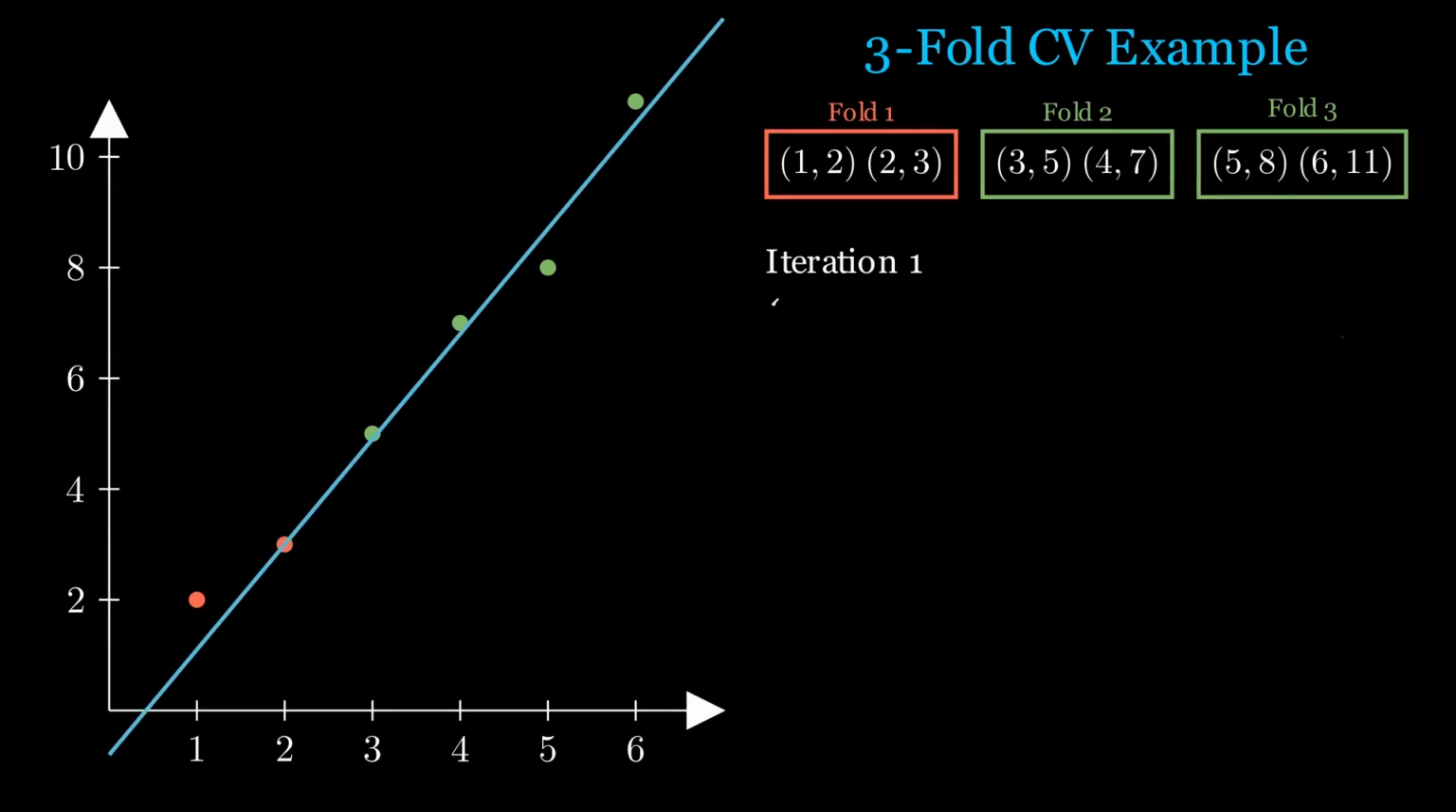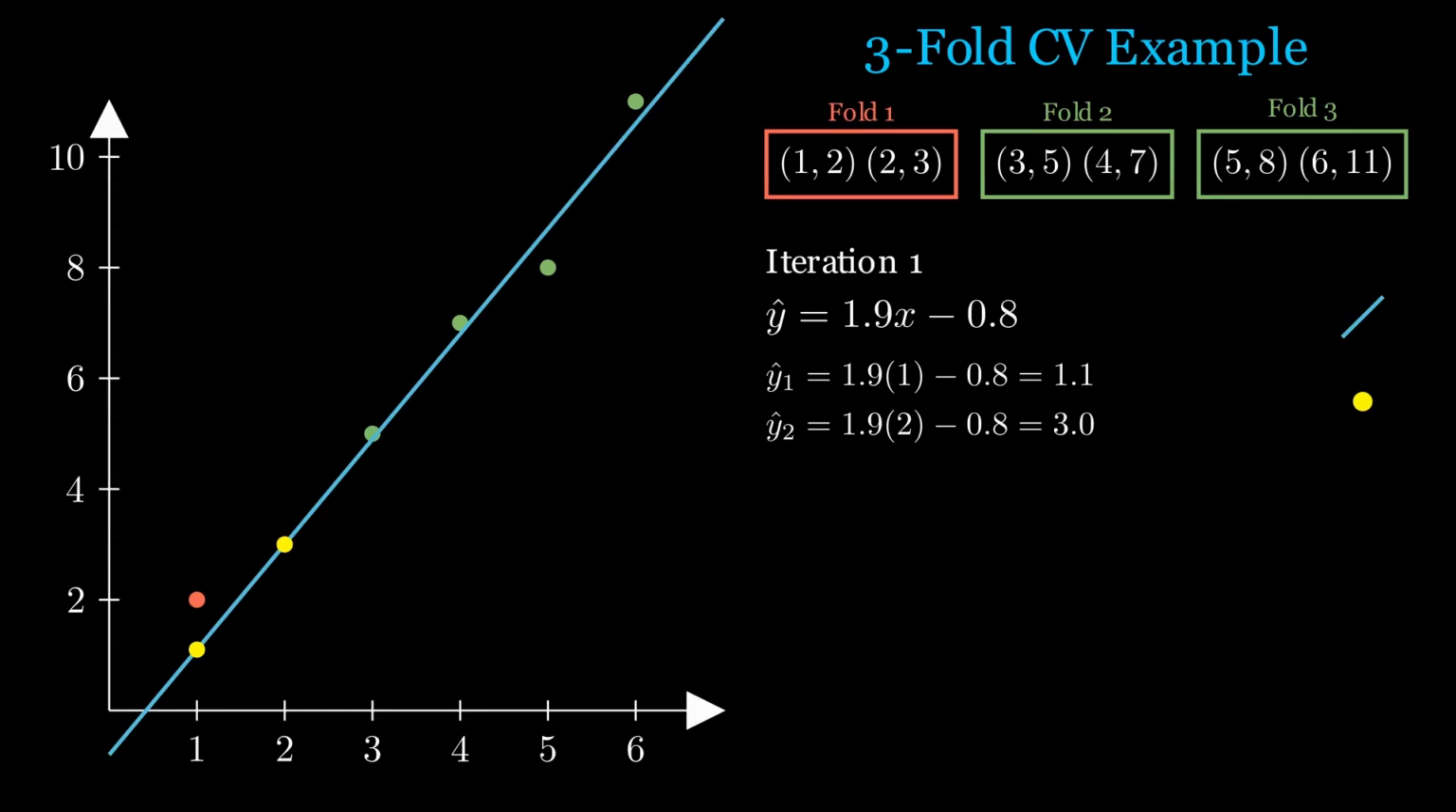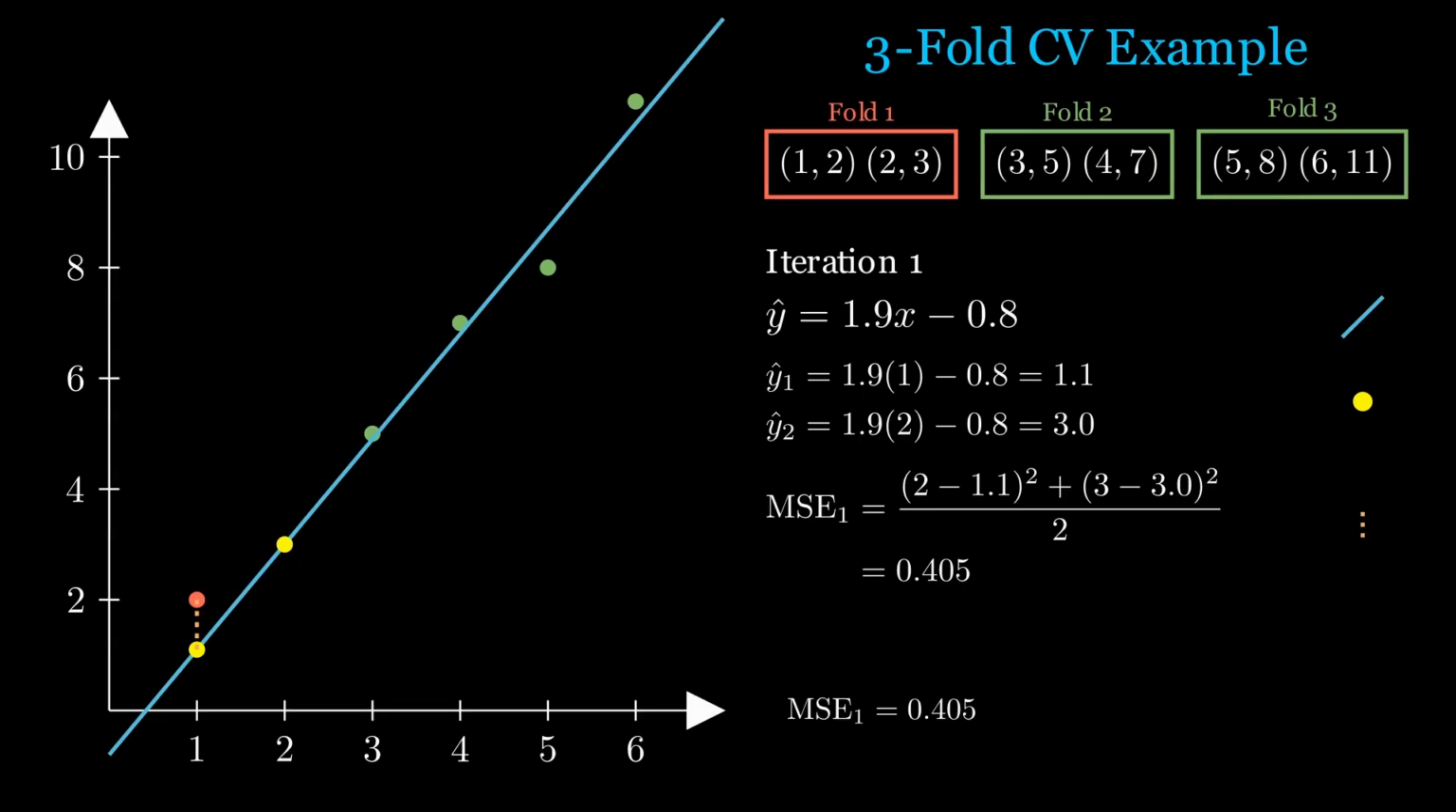We fit a model on the green points and get the equation 1.9x minus 0.8. We calculate predictions for our test points, x equals 1 and x equals 2, resulting in y hat 1 equals 1.1 and y hat 2 equals 3.0. We then calculate the mean squared error by taking the sum of squared errors and dividing by the number of observations. This gets us 0.405, and we'll just store that here for safekeeping.